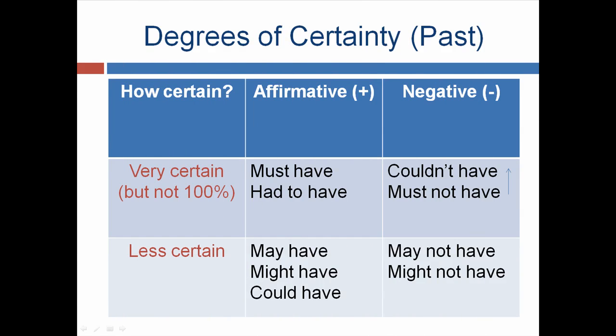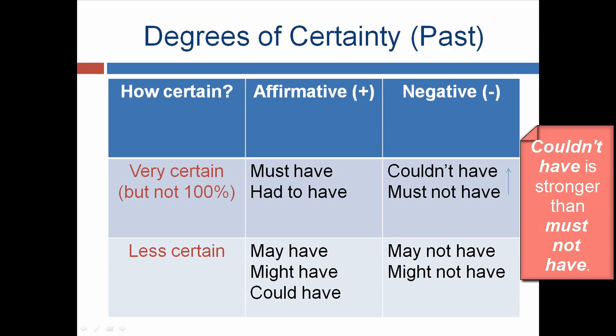There are different modal verbs to help us express different degrees of certainty. If you're very certain, but not exactly 100%, you can use must have or the modal-like expression had to have. In the negative, couldn't have and must not have are very strong. Couldn't have is slightly stronger because it expresses someone's belief that something was impossible.